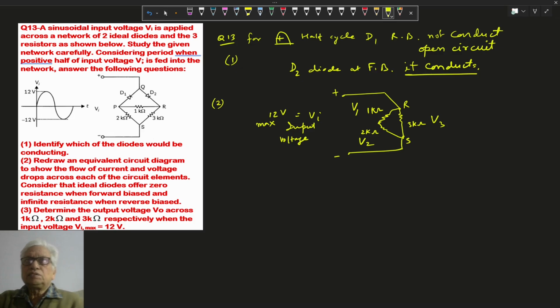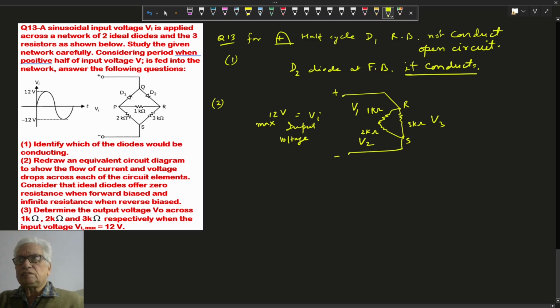So in this question, input voltage is there only for the positive half cycle. The maximum input voltage is 12 volt, and for the positive half cycle, diode D1 is reverse biased, will not conduct, and acts like an open circuit. Only diode D2 is forward biased and conducts. Because of this, we redraw the equivalent circuit like this: D2 diode with 0 resistance, D1 open. So this is the circuit here. V1 is the voltage across the 1 kilo ohm, V2 across the 2 kilo ohm, V3 across the 3 kilo ohm. So this is the input voltage appearing as V3.